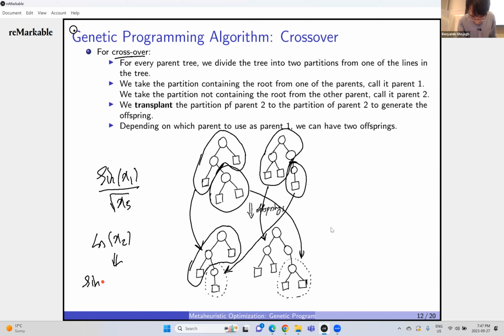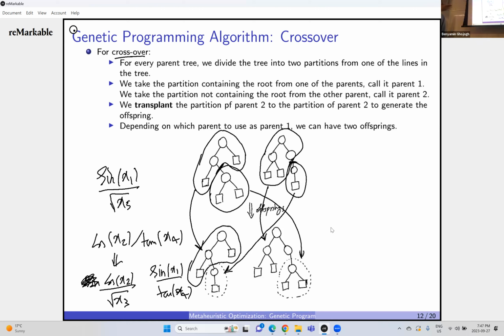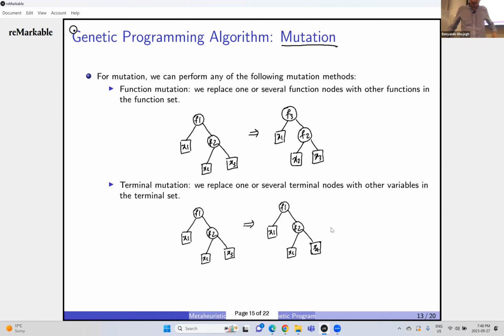Then one of the offsprings becomes cosine of x2 over the square root of x3. The other one becomes sine of x1 over tangent of x4. Something like that. When you do the transplant, you will have permutations of the operators. Interesting.